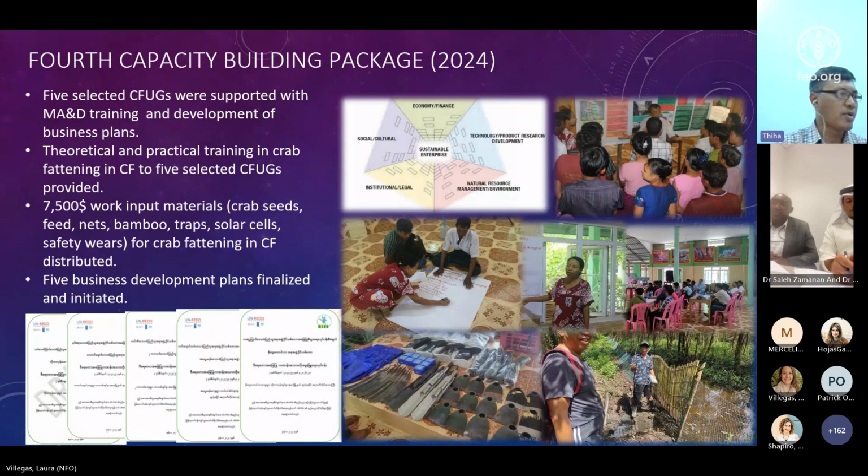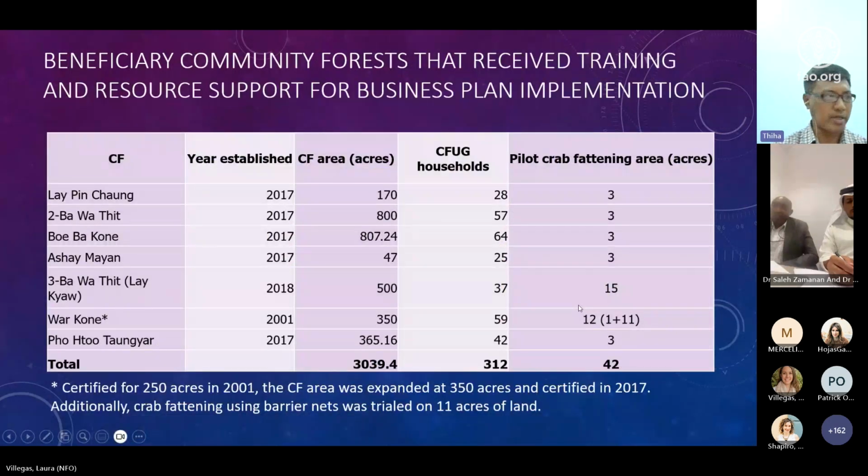In 2024, we scaled up the initiative. Five community forest user groups were trained. They were provided the same training in market analysis and development. They were supported in business plan development. We also distributed the import materials for crab fattening in community forest. And we also supported the development of five community forest business plans, so that these plans are now in operation.